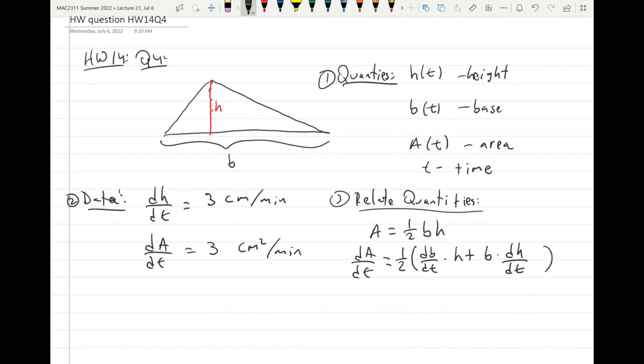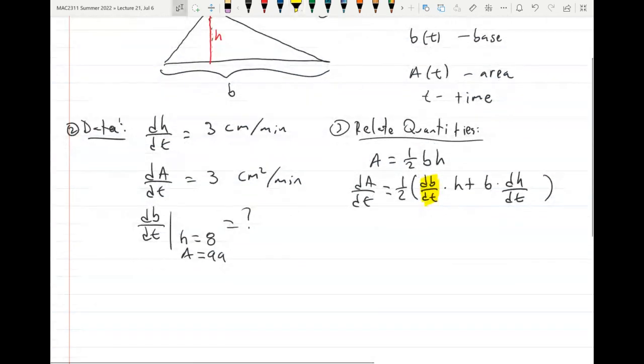All right, and then what is it that we want to find in this problem? At what rate is the base of the triangle changing when the altitude is 8 centimeters and the area is 99? So we need to find dB/dt when h is 8 and the area is 99. Okay, so we are after this guy. And so the question is, do we have everything we need to figure that out? Let's see, we know dA/dt, we know h, we don't really need A as of now, and we know dh/dt. Now we have to figure out B.